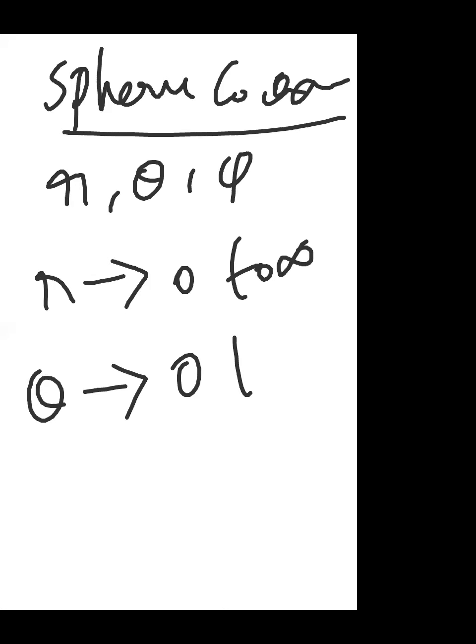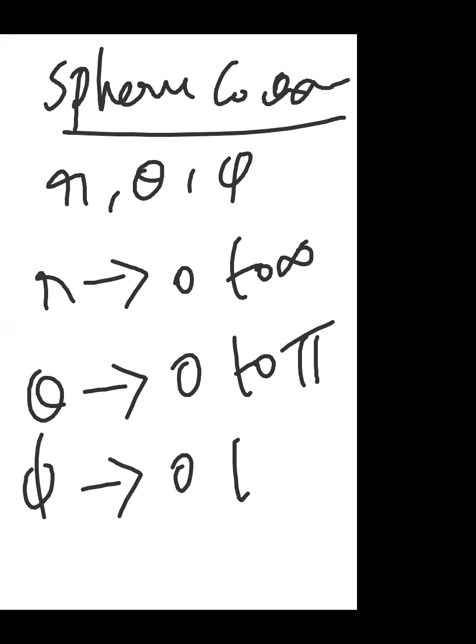Theta can vary from 0 to pi. Phi can vary from 0 to 2 pi. Okay, where r is measured from the center point of the coordinate system always. Theta is always measured from the positive z-axis. And phi, you know already, phi is always measured from the x-axis.